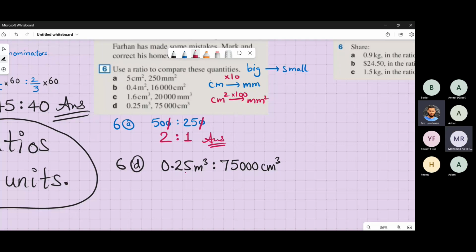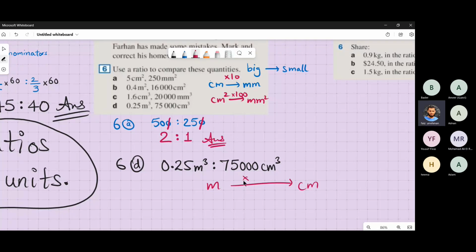Okay, I want to go step by step. Now, we are going bigger to smaller. You remember this rule? I told you go bigger to smaller. Now, bigger is meter cube. So let's convert this guy and let's keep this guy unchanged. Okay, 75,000, keep it unchanged. Now, what is the normal relation between a meter and centimeter?